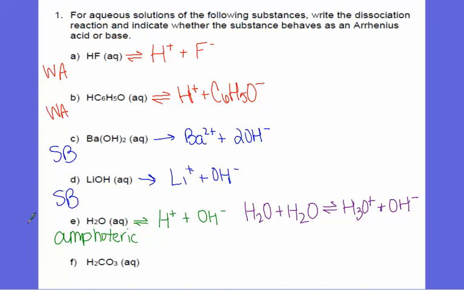Then this last one, H2CO3. What type of substance is that? It is a weak acid because it's one of those carbon-containing acids. How many hydrogens does that substance have? 2. This is a diprotic acid.